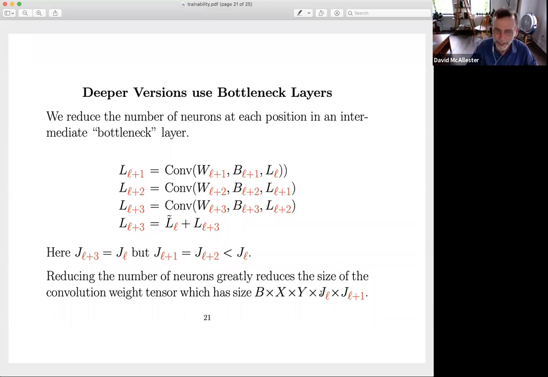The point is it's got two parameters for the neurons, and the size of that weight tensor is proportional to the product of the two sizes of the number of neurons, the two j's. So if you can make one of these smaller, it greatly reduces the size of this weight tensor and greatly reduces the amount of computation you're doing in these things. So all of these layers have at least one index that's smaller, and in this middle layer, both indices are smaller.